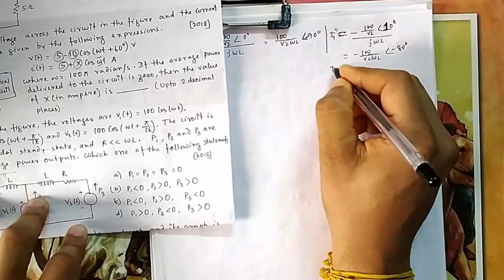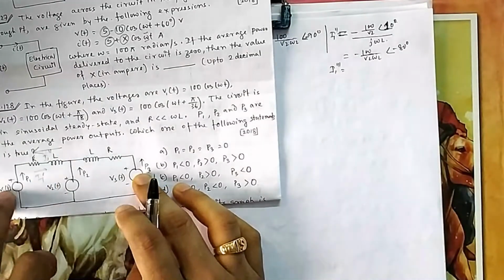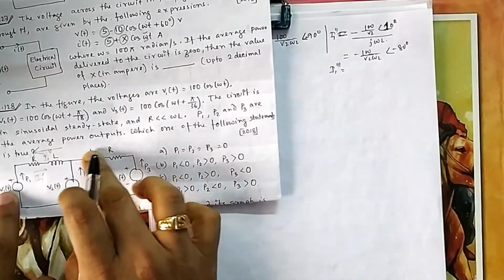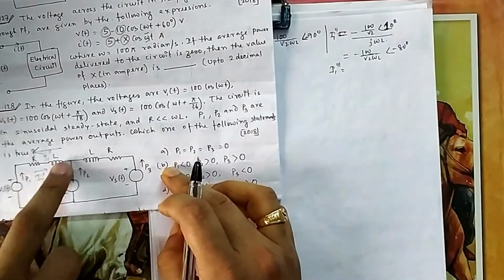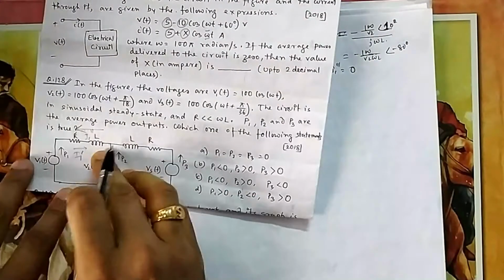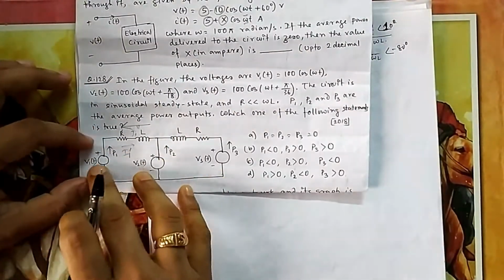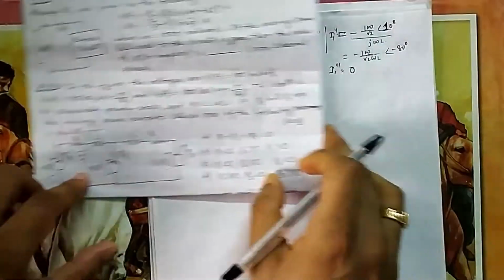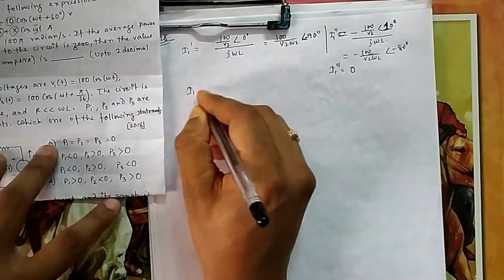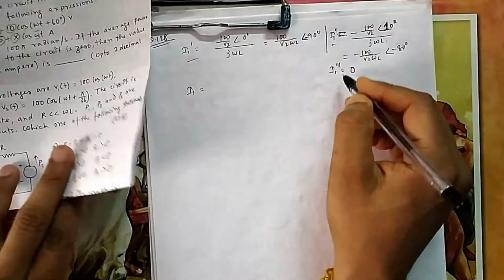Now what is I1 triple dash? I1 triple dash means only this one is on. This is shorted, this is shorted. So all current will come through this and it will flow through this and it will go away. So no current will come through this. So it is 0. Now if you take the net current in this direction, because from this source this is the voltage, this is the current coming out. So if I calculate the net current I1, it will be I1 dash plus I1 double dash plus this.